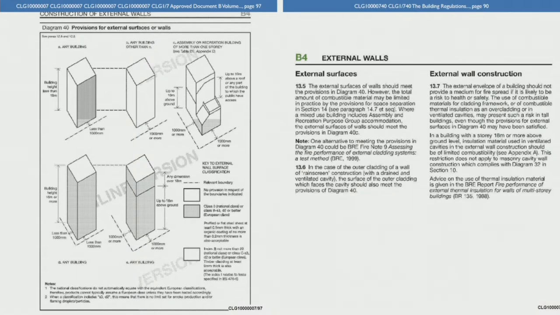Isn't it telling you that even though you comply with diagram 40, the presence of combustible thermal insulation, either in the overcladding or in ventilated cavities, may present a risk of fire spread? Yes, and that you need to comply with the provisions in both parts. Did there come a time when you noticed that that part I've just read to you disappeared from approved document B? I don't recall. Clearly I'm aware of that now, but I don't recall at what point I was aware of that, no.